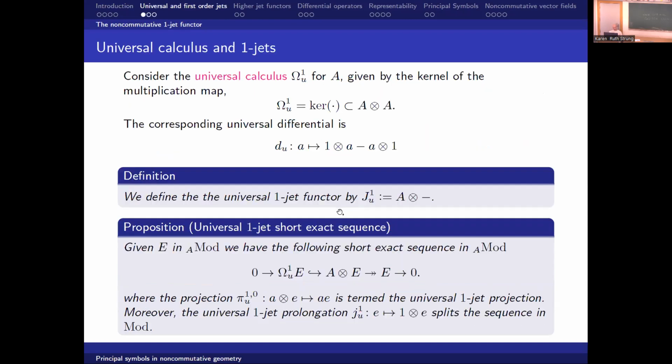So let's first look at the one jet. And first, let's do it for the universal calculus, and then we'll do it for some more general calculus. So the universal calculus, we saw this mentioned earlier. This is just the kernel of the multiplication in A tensor A, and it comes with a universal differential.